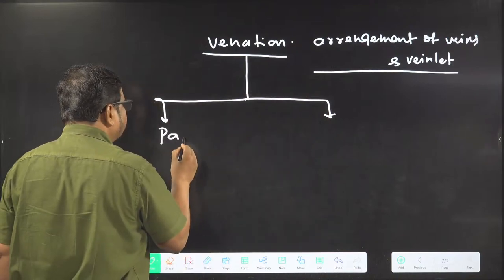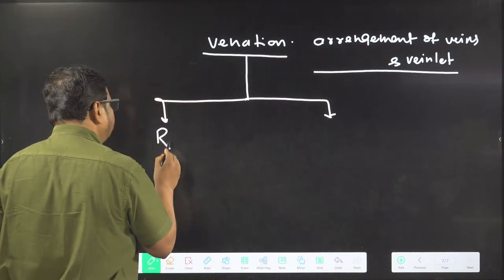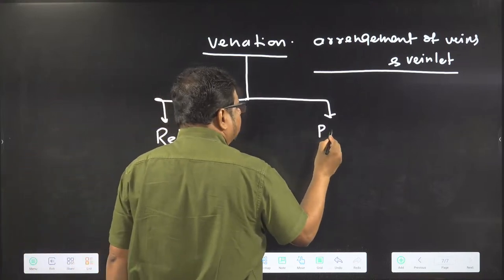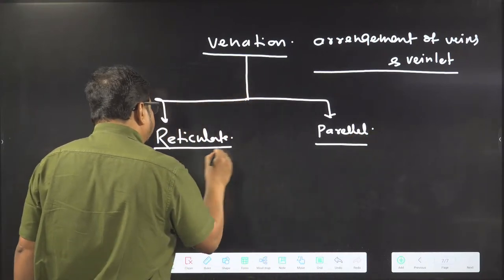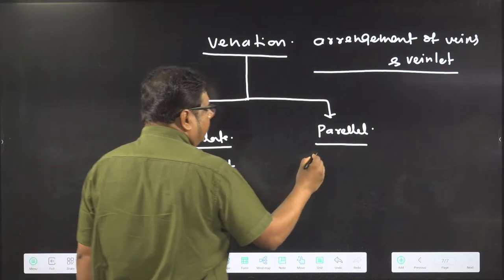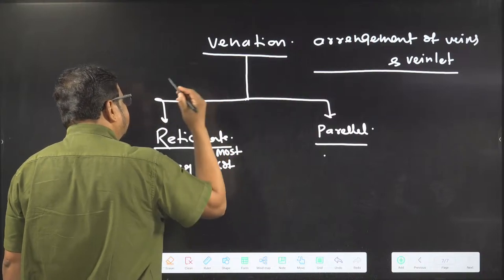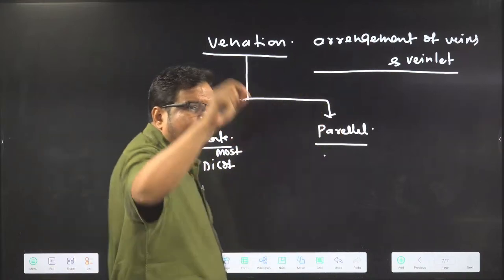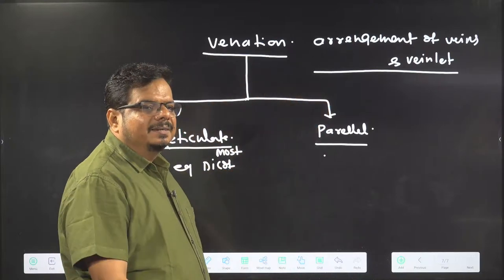One is reticulate venation, and another one is parallel venation. Reticulate venation example is which one? Dicot. And parallel venation, mostly monocot, is better to write, because exceptions are also there. In some monocots also reticulate venation is there. No need to mug up the exceptions. No one will ask which monocot has reticulate venation. That time is over. Got the idea?